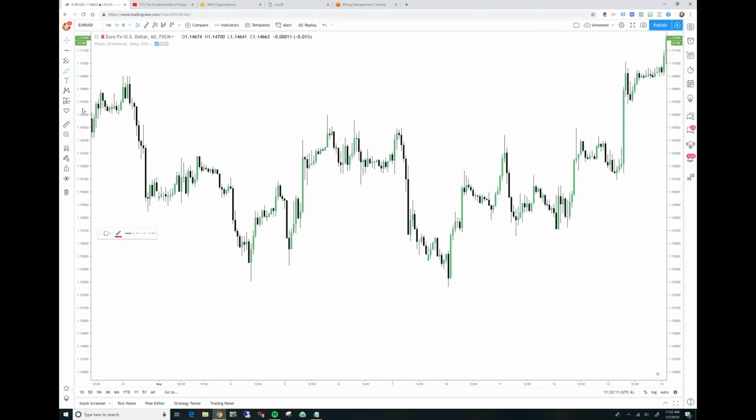This is a 60-minute chart. You can do this on any time frame chart you want. And anybody who argues with you about what the best time frame chart is a dummy. Don't listen to them. They're lying to you. They're bad people.